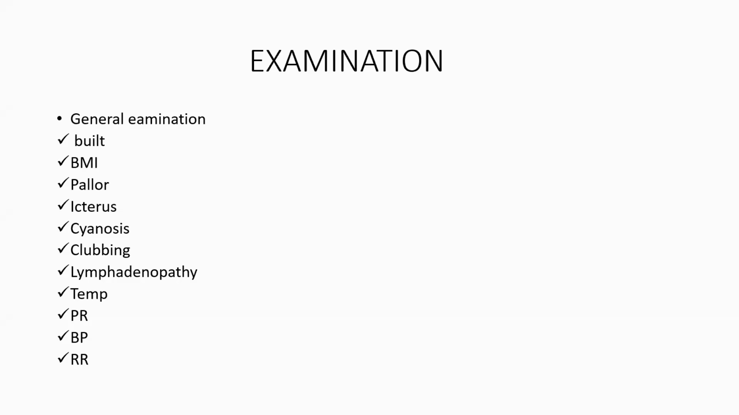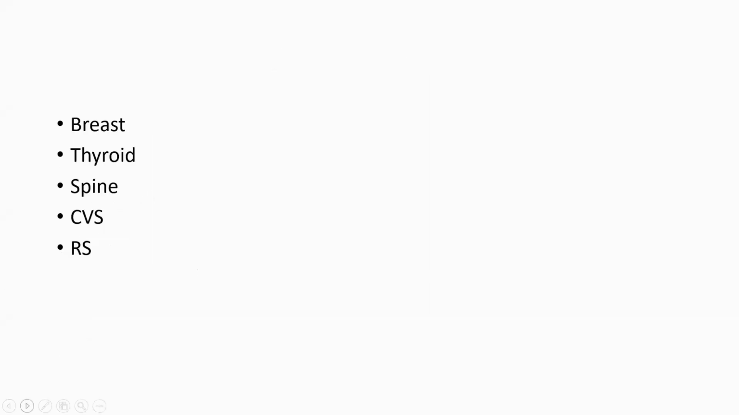Then BMI, similar. Pallor, you look for pallor, icterus, cyanosis, clubbing, lymphadenopathy, same temperature, pulse rate, BP, respiratory rate. Next. Systemic examinations. You'll go to CVS, RS. Why is systemic examination important? We are looking for any metastasis. Shall we move to the next slide? Again, spine. Why are we looking here? Spine. What are we looking for here? Again, we are looking for mets. CVS, RS, same.